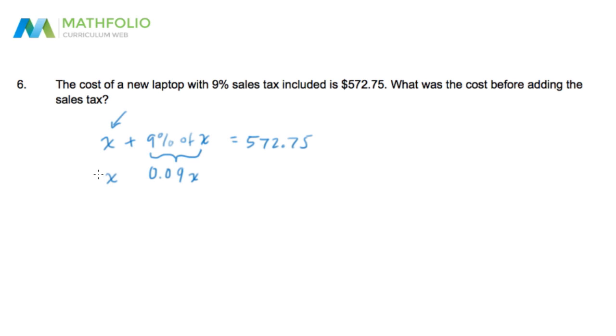The X stays, and remember, we can think of the price as 1X plus this, equals 572.75. Now we've got the same animals here. We've got X's, the same exponent. It's hidden, but both have an invisible 1. So really we can add 1X with 0.09X. And when we do that, we get 1.09X equals 572.75.